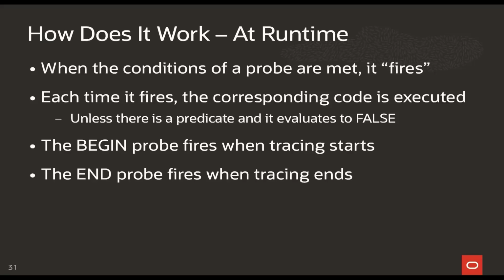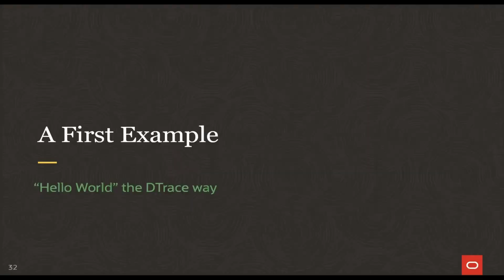And each time the probe fires, the corresponding code is executed, unless there's a predicate and it evaluates to false. If there's no predicate, the code will always be executed. If there is a predicate, it will only be executed if it's true. If it's false, nothing will happen. There are special probes available, including begin and end. The begin probe fires when tracing starts, and the end probe fires when tracing ends. You can use the begin probe, for example, to initialize certain variables, and the end probe is typically used to print results. Let's look at a first example.